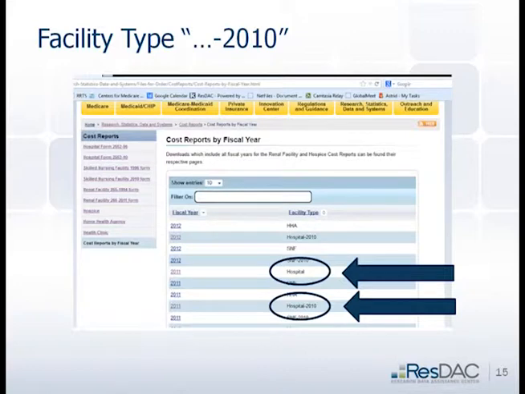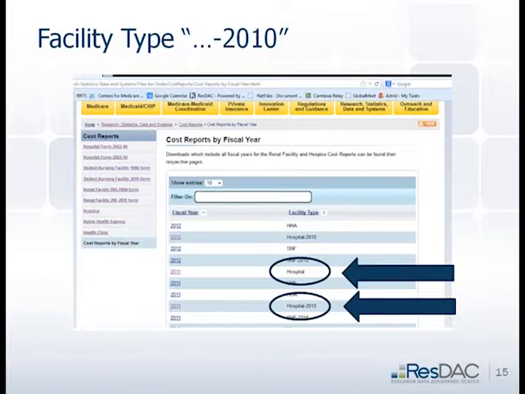Another thing when you're looking at the download, I think we've covered this, but just so that everybody knows what's going on, you will see a facility type of hospital and hospital-2010. And you can also see that for SNF. But anytime you see the facility itself by itself, that's using the old form, any old form that was used previously. Anytime you'd see the facility name and dash and the year, that's indicating that these data are being submitted under the new form.